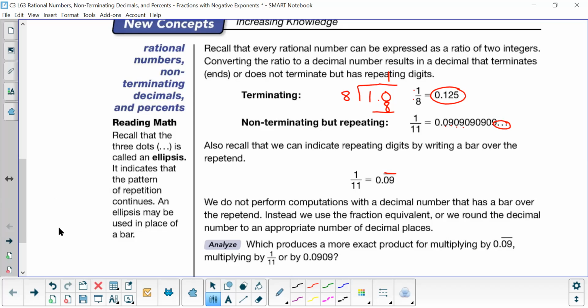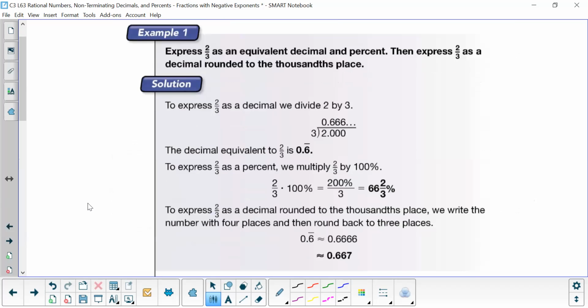Let's look at example 1. In example 1, we're taking 2/3 and we need to make it a decimal, a percent, and then we're also going to round it to a decimal to the nearest thousandths place. So let's first make it a decimal. As you see here, when I divide 2 by 3, I end up with 6 tenths repeating. And I can write that like this with the 0.6 and the repeating bar over that.